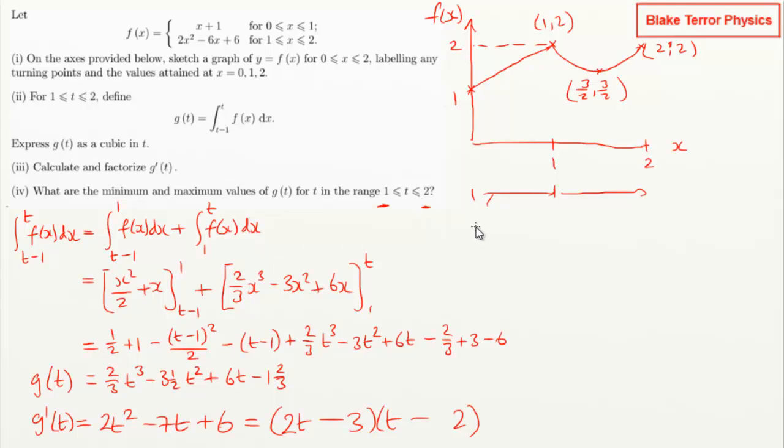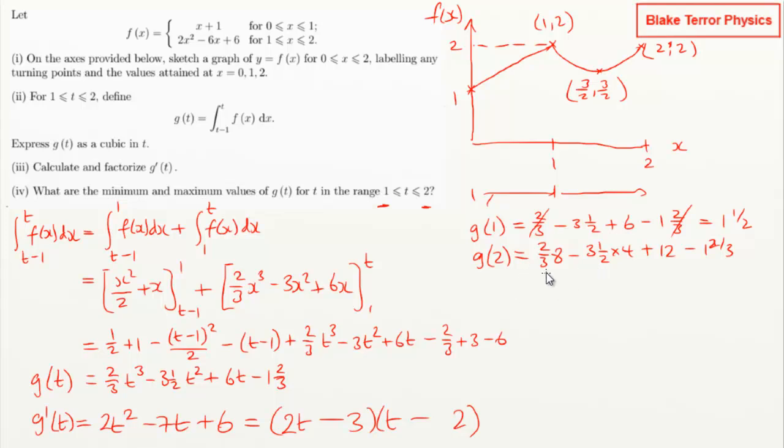So let's look at g of 1, which is equal to 2/3 minus 3.5 plus 6 minus 1 2/3. Okay, so the 2/3 are cancelling there. So we've got 6 minus 4.5, which is 1.5. We've got g of 2, which is going to be 2/3 of 8 minus 3.5 lots of 4 plus 12, and then minus 1 and 2/3, not 1 1/3.